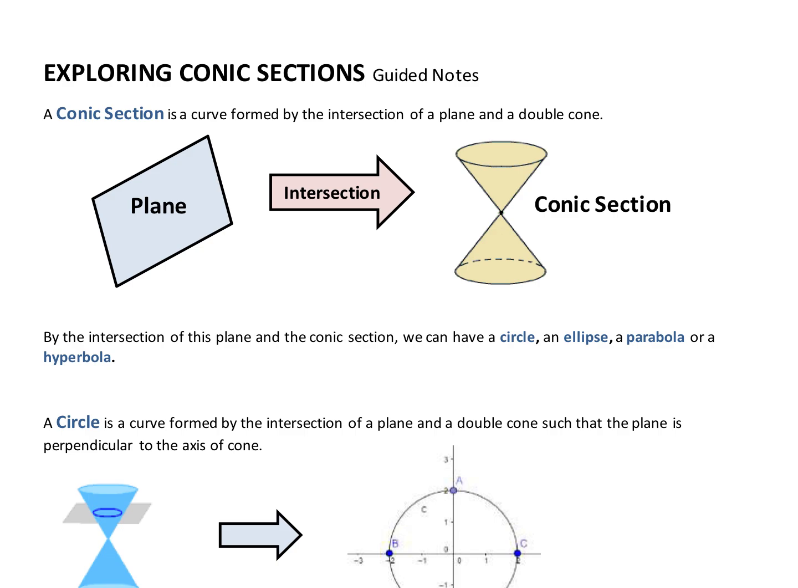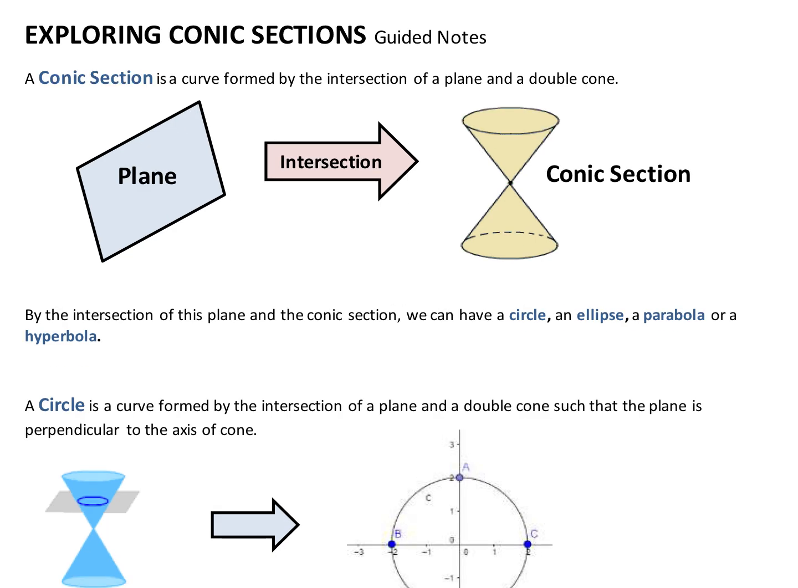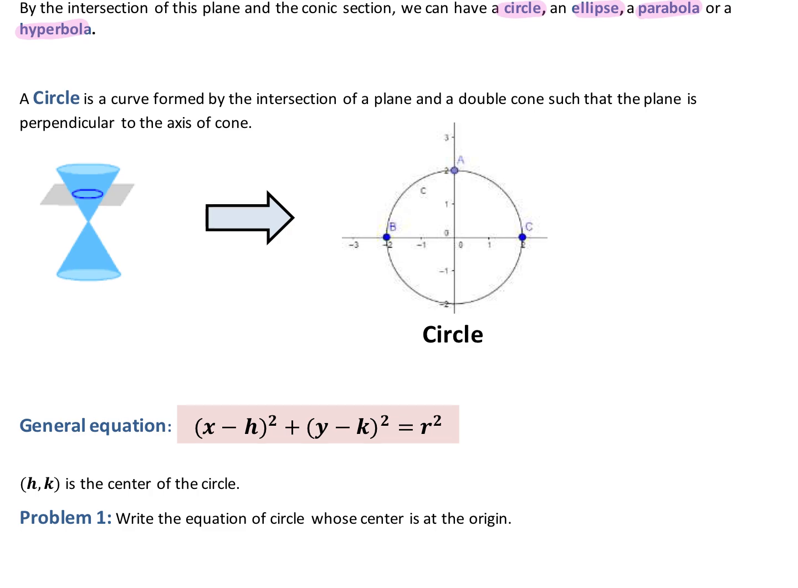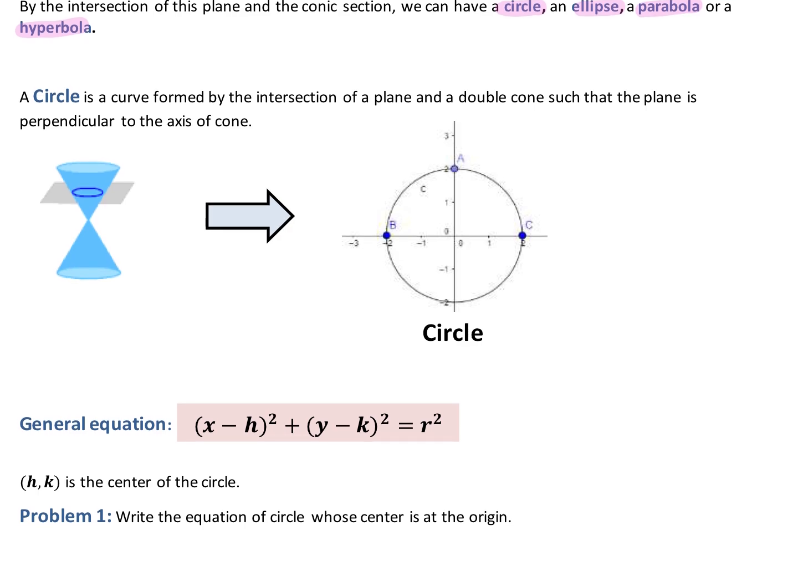Exploring conic sections. A conic section is a curve formed by the intersection of a plane and a double cone. So by the intersection of this plane and the conic section, we can have a circle, an ellipse, a parabola, or a hyperbola. A circle is a curve formed by the intersection of a plane and a double cone such that the plane is perpendicular to the axis of the cone.